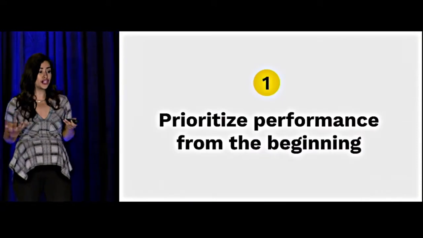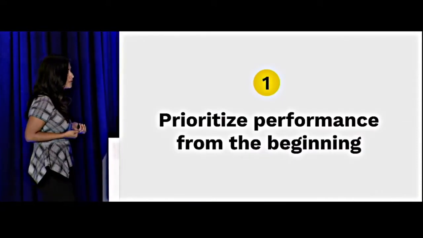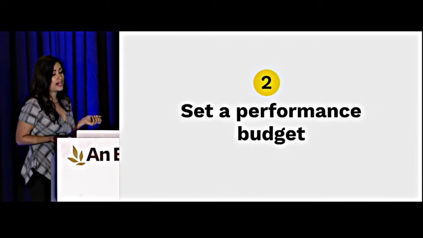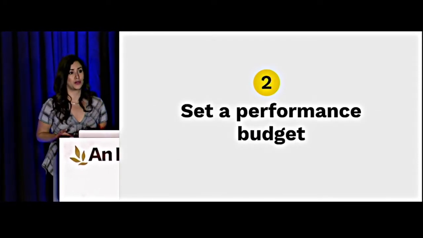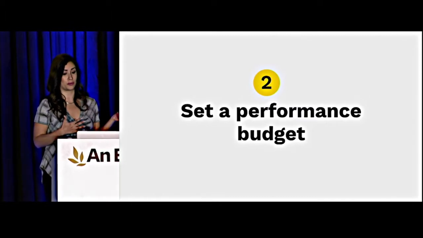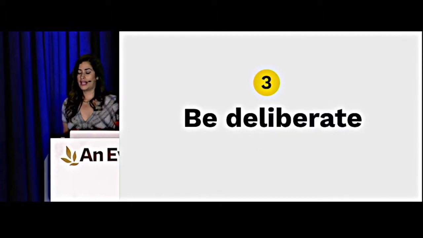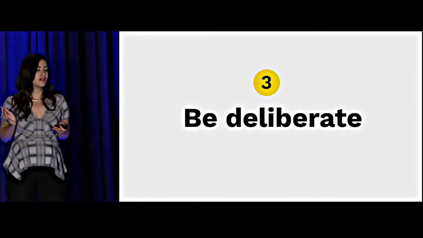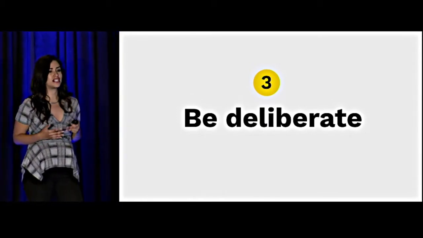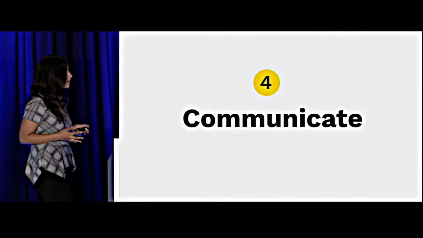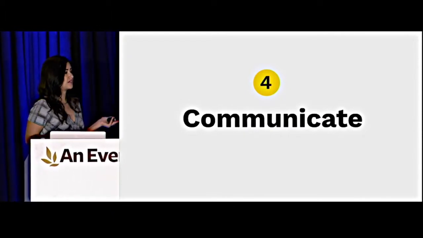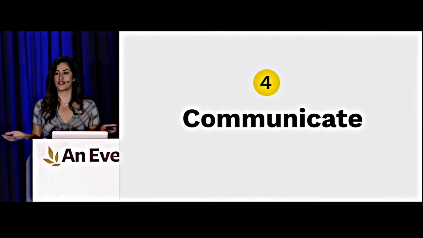But I think that the trick is to prioritize performance from the very beginning of a project. And then setting a performance budget so we can stick to the goals that we set with performance. And then a key is to be deliberate, to be really designing with purpose and consider every decision that we're making. And then communicate, talk to developers if they see any red flags in the design and try to fix it together.